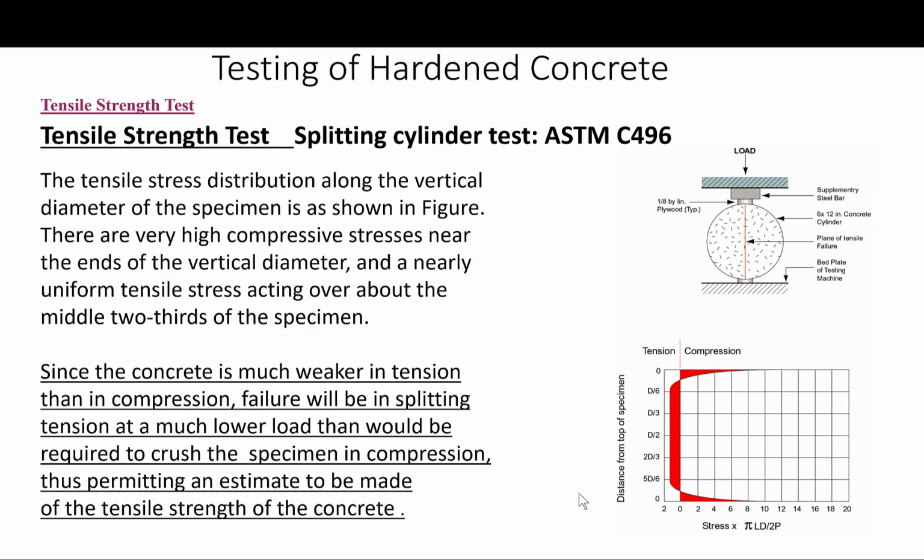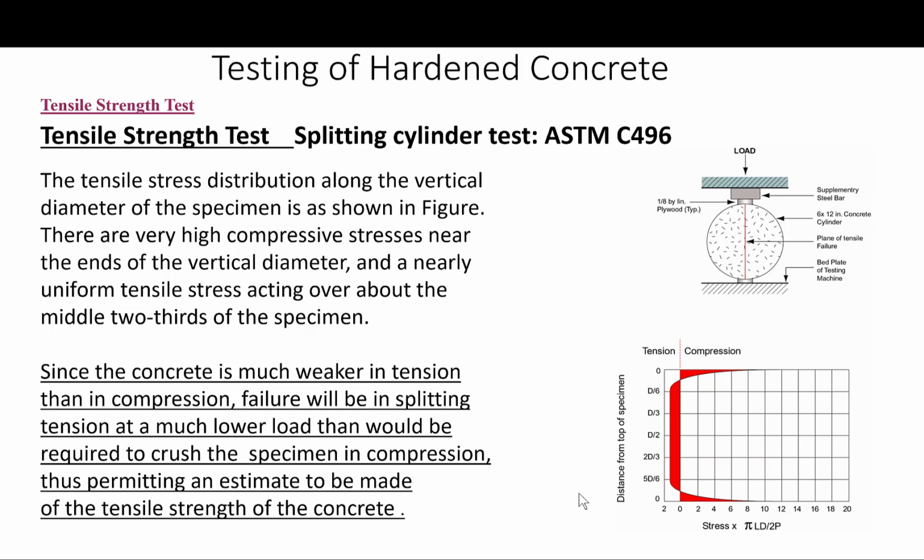Since the concrete is much weaker in tension than in compression, failure will be by splitting in tension, at a much lower load than would be required to crush the specimen in compression. So this permits an estimate to be made for the tensile strength of concrete. Also, just to mention, this type of test could be carried out on a cube, with the same principle applied, and the splitting stress is determined as well.